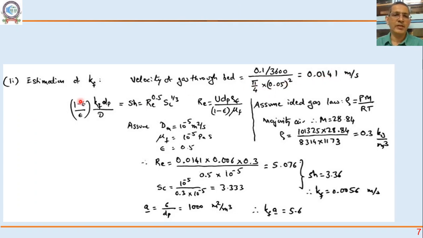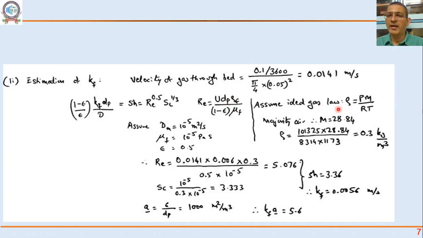This equation for the Sherwood number is there in Fogler's book. If you've read the chapter which I had assigned to you last time, you will get this expression. The Sherwood number is equal to 2.5 times a function of the Reynolds number and the Schmidt number. What is the Reynolds number? It is U velocity, dp particle size, rho of the fluid, times 1 minus epsilon, over mu of the fluid.